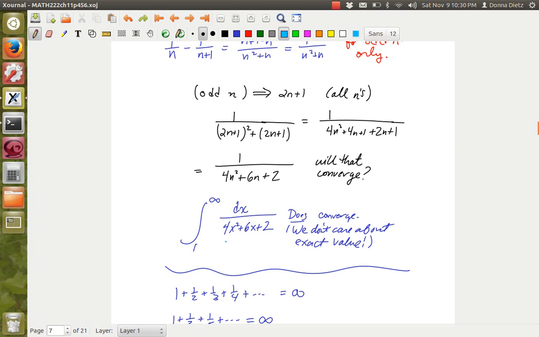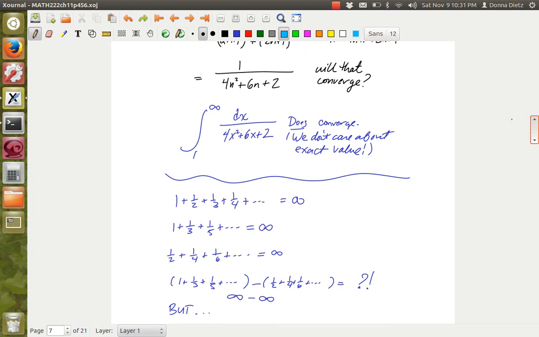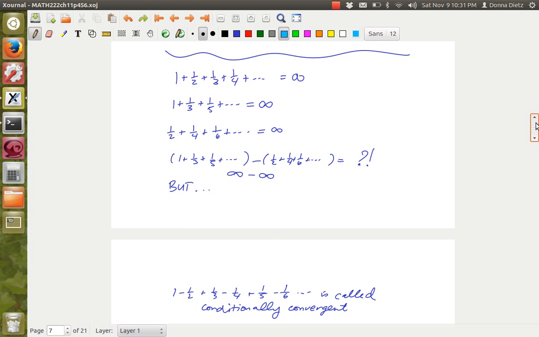So question, does this converge? And this will converge, because its dominant term in the denominator is 4x squared, so it will converge. It's something I don't want to integrate. I don't think I can integrate it, but it doesn't matter. I just know that it's finite.